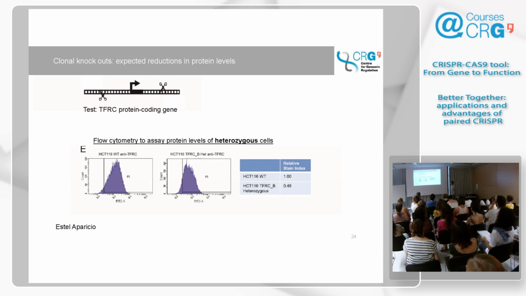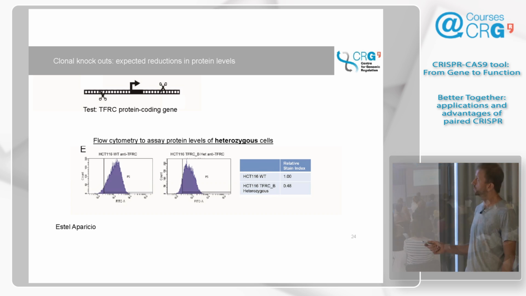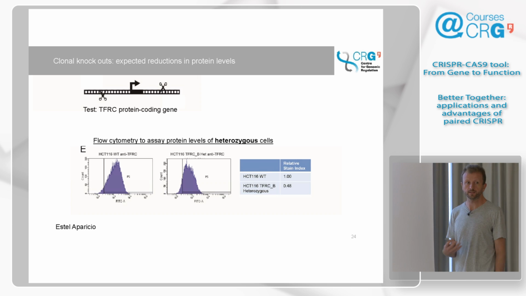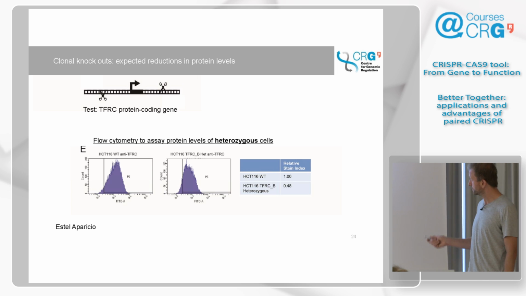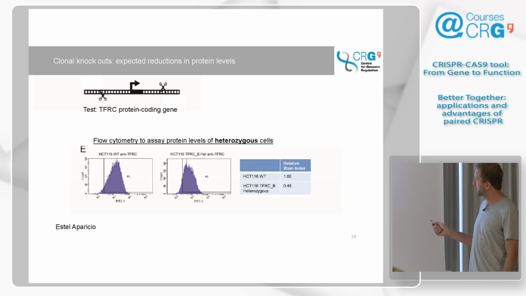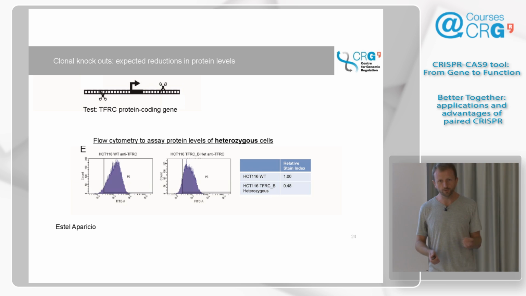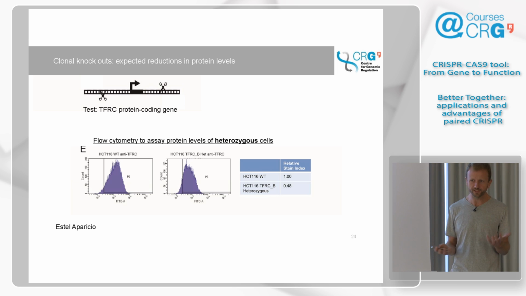Okay, so here's an example. Now we isolated some clonal cells. Here's a gene, the transferrin receptor gene, which is an essential protein-coding gene. What we were trying to do is delete its promoter. So we're only cutting the promoter and asking what the effect is on gene expression. Importantly, these are heterozygous cells. We isolated one heterozygous clone. We could not isolate a homozygous clone because the gene is essential, so the cells would die.